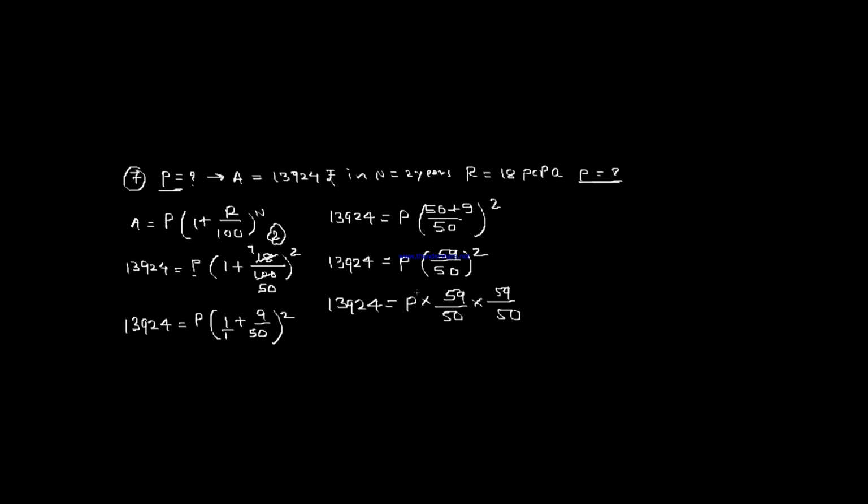Okay, and now to find the value of P, we will send all the terms to the other side. So that is 13924 into 50 upon 59 into 50 upon 59. Okay, so we can do this division of 59 and 13924. The answer that we will get is 236. To do such types of divisions, we can use our trick to generate the table.